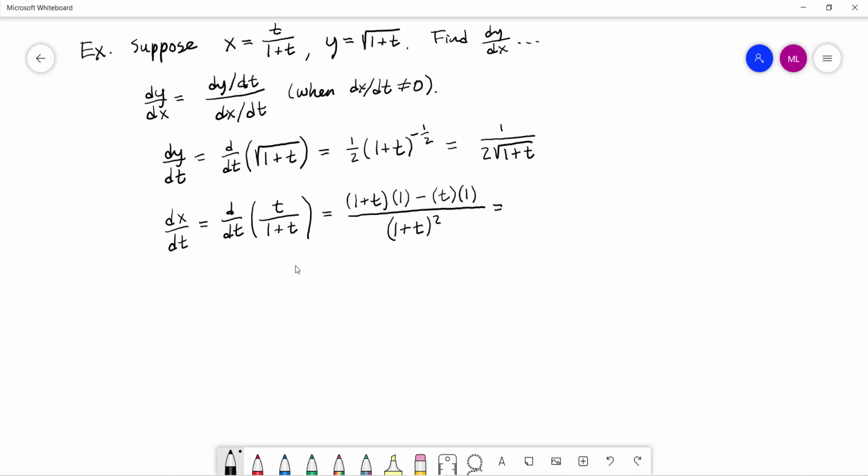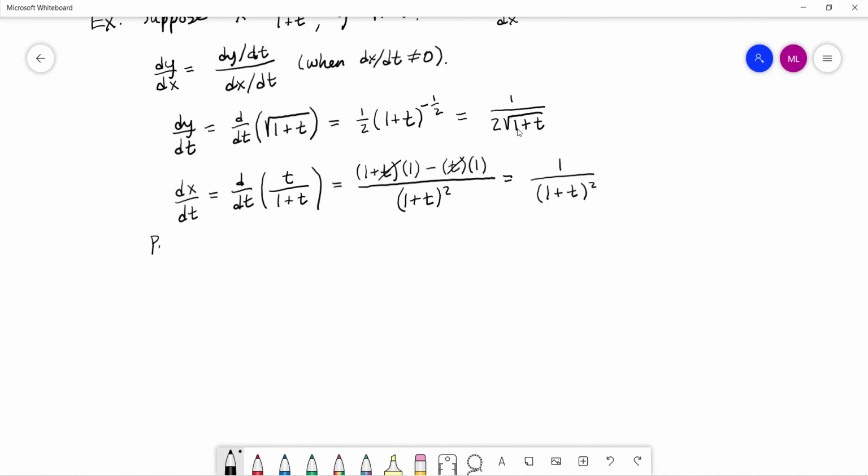And if we simplify that numerator, I'm going to get 1 plus t times 1. So this is just 1 plus t minus t. And the whole numerator, basically this t and this t are going to cancel. We're just going to have a 1 up on top. And we have 1 over 1 plus t squared. And if we put these together to get dy dx, dy dx is going to be the ratio of dy dt over dx dt.